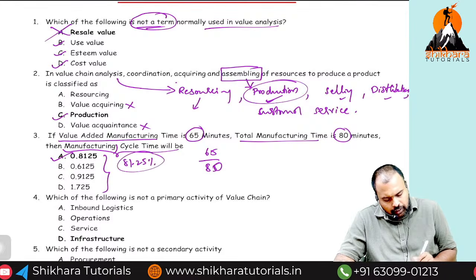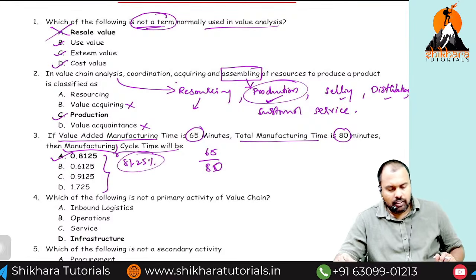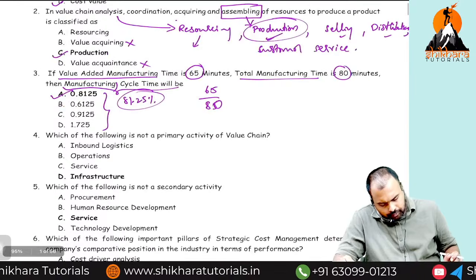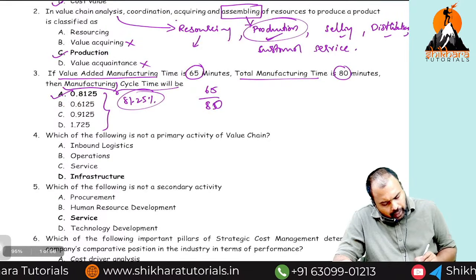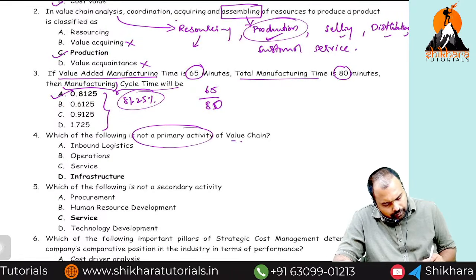81.25 percent of the total time. That should be the answer. So A. Next. Which of the following is not a primary activity of a value chain?